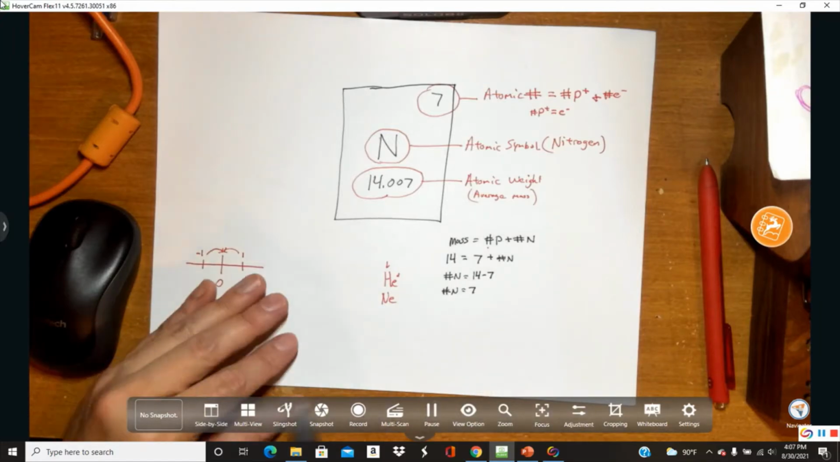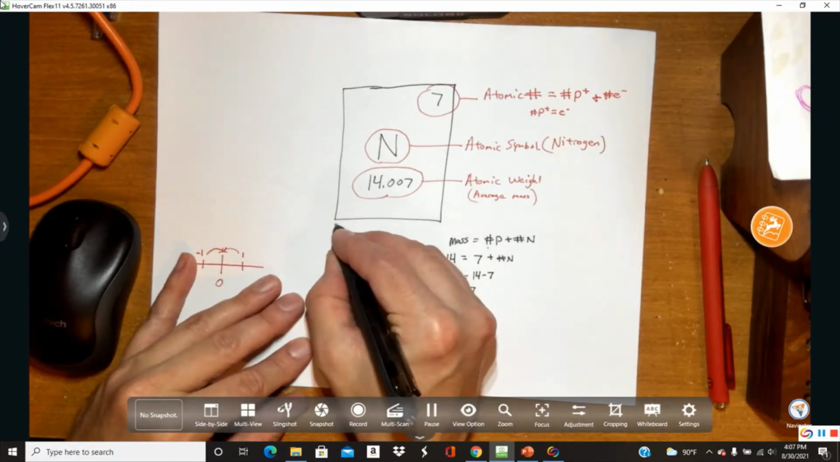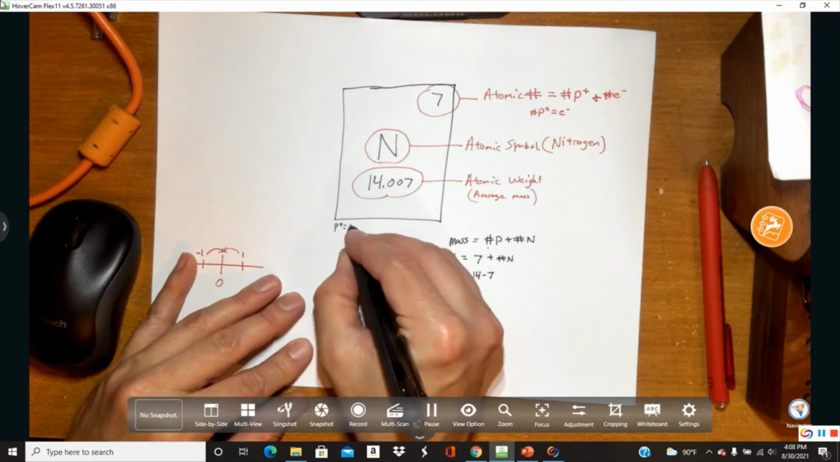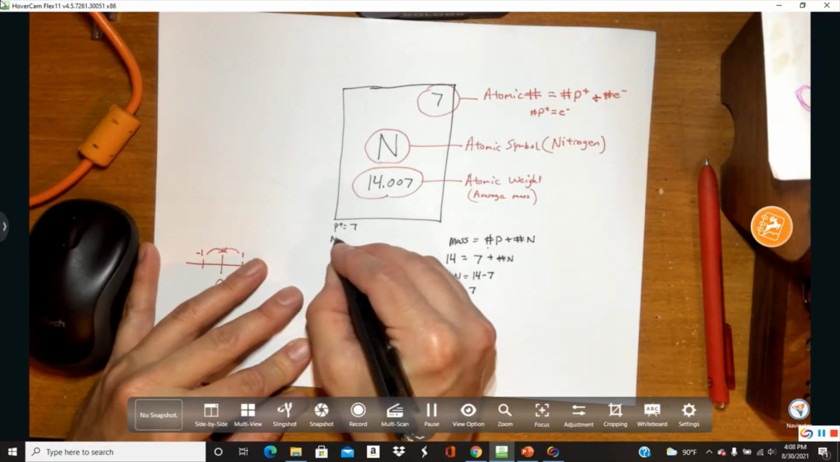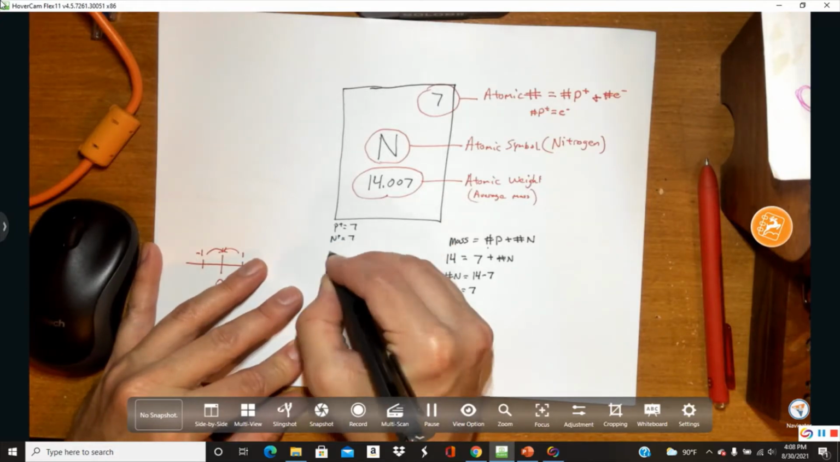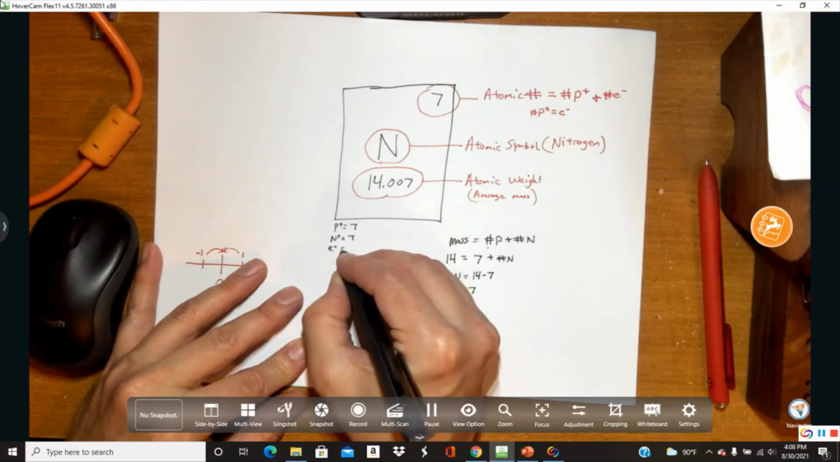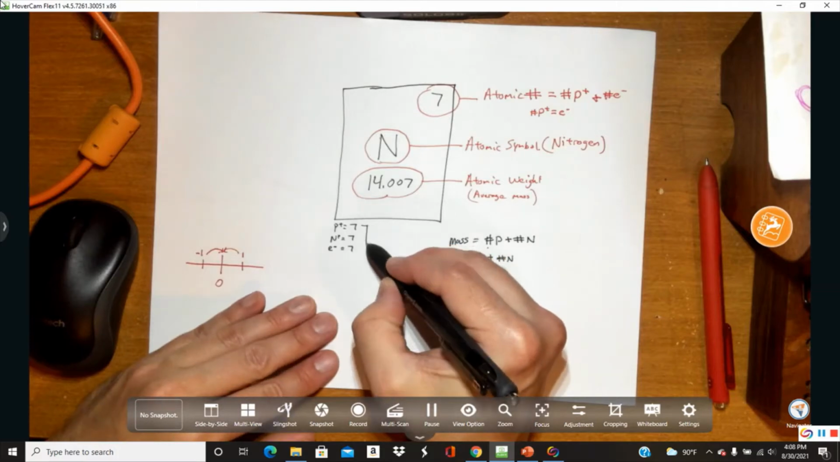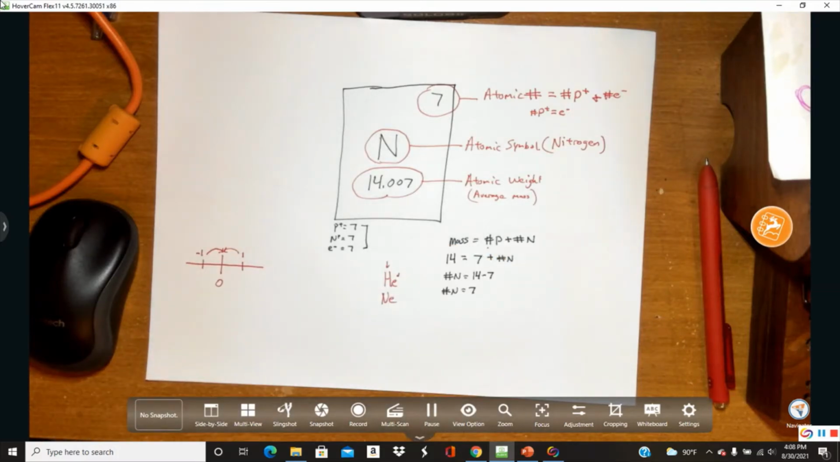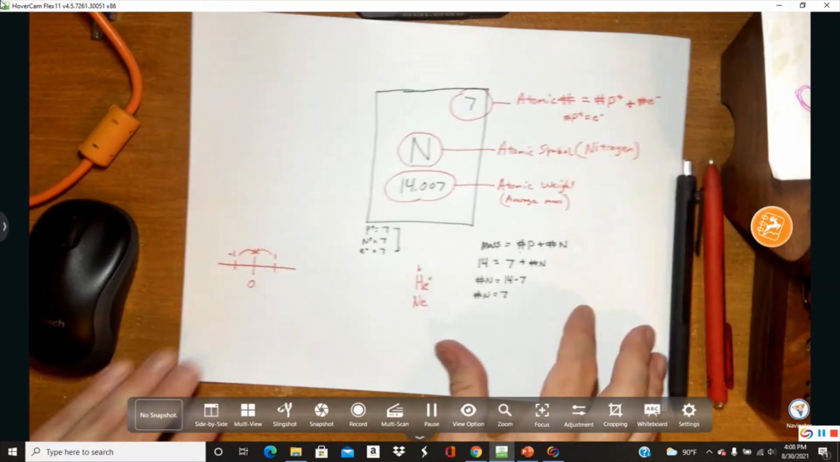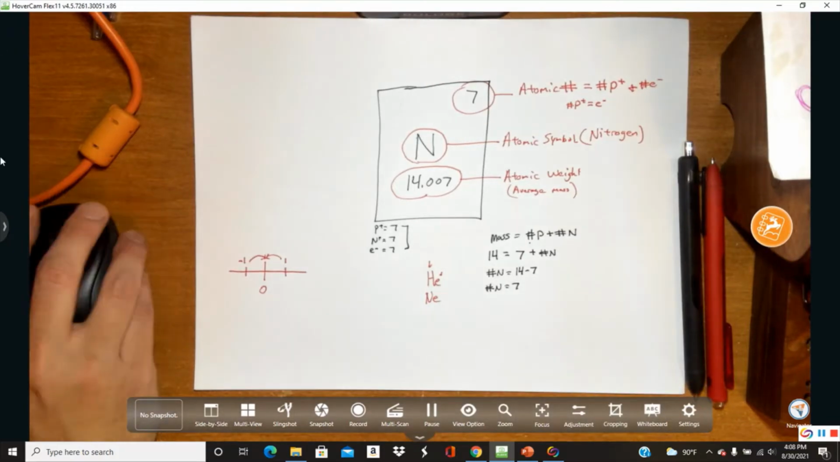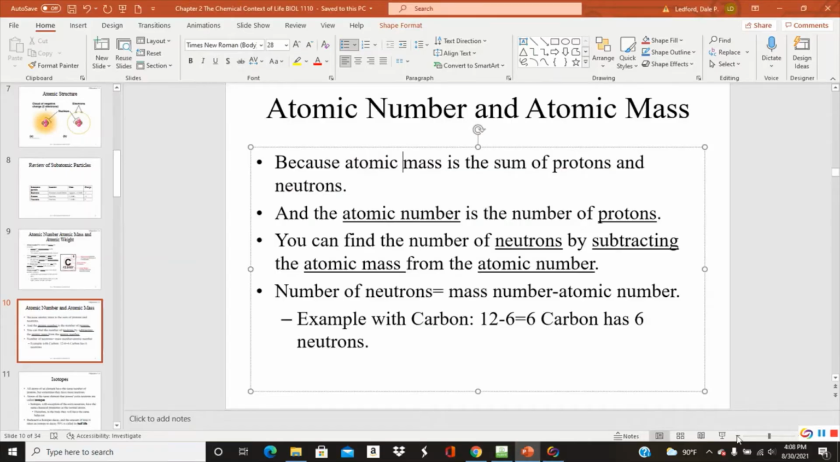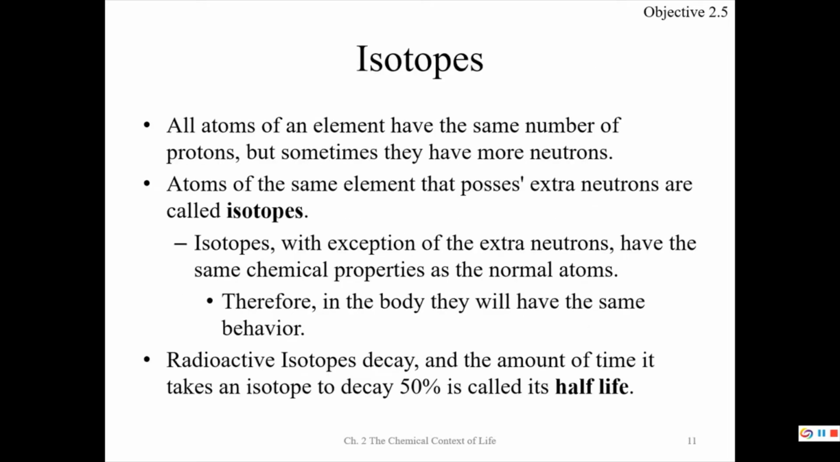So we can look at this and say that protons equals 7, neutrons equals 7, and electrons equals 7 on an atom of nitrogen that might be here. This does not count any of my isotopes. Now, what is an isotope, you ask me? Well, that's what we're getting ready to talk about, is isotopes.